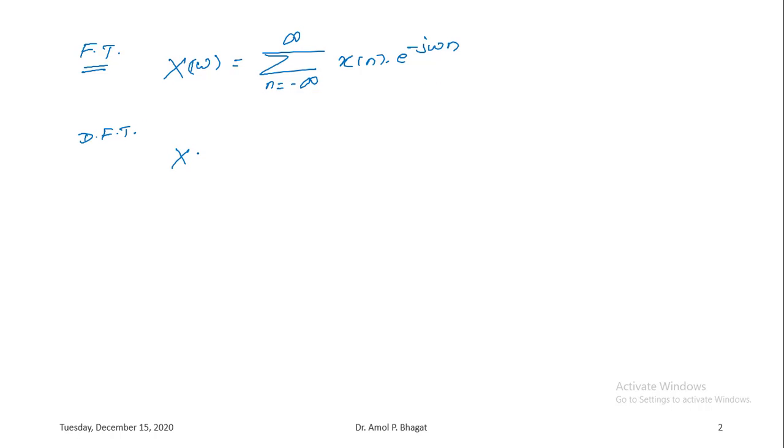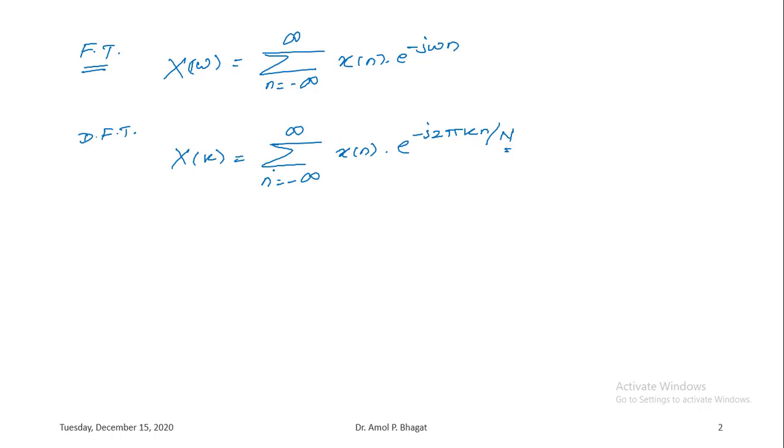The discrete Fourier transform is denoted as X of k, and the formula for it is summation n equals minus infinity to infinity x of n into e to the power minus j 2 pi kn by capital N. Here capital N represents the number of points for which you are computing the DFT. So it can be 2-point DFT, 4-point DFT, 8-point DFT, 16-point DFT, 32-point DFT, and so on.